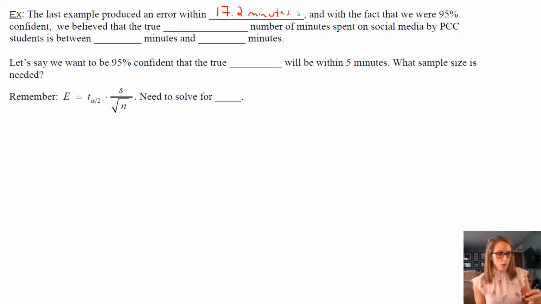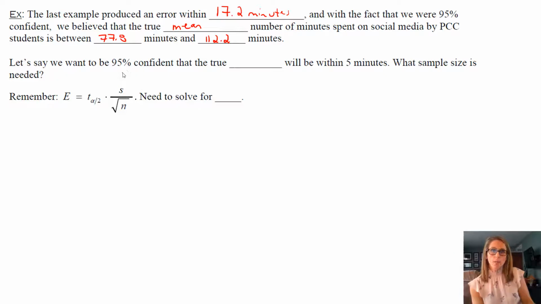We were 95% confident. We believed that the true, this is 7.2, so the mean number of minutes spent on social media was between 77.8 and 112.2. So just a reiteration of the last problem, nothing new.